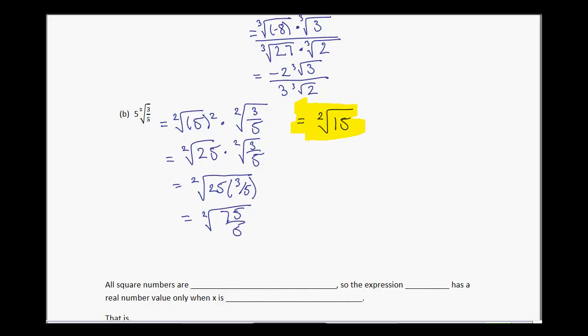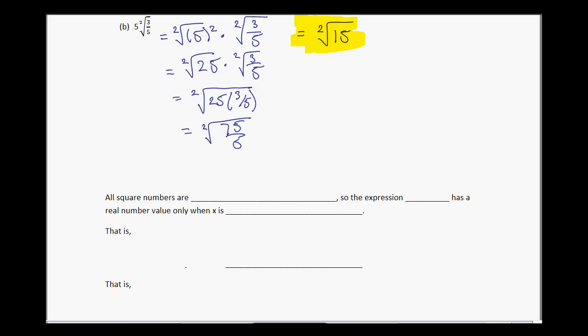It is important to remember to apply our multiplication property and our division property rules for simplifying and solving these kinds of questions. All right, moving along.